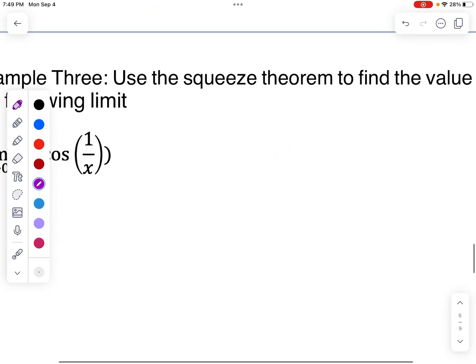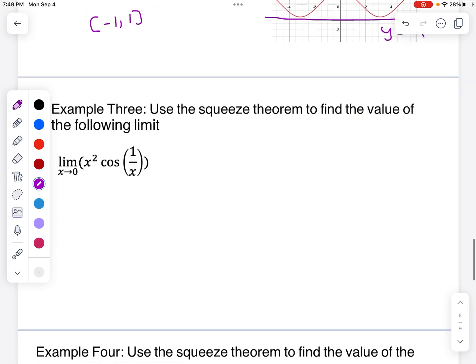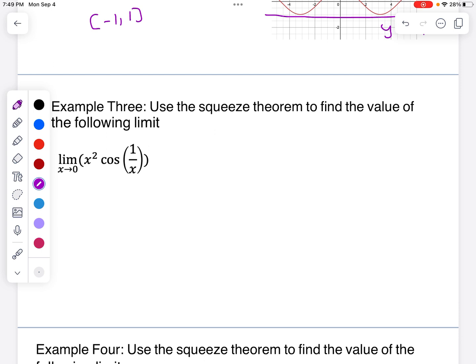Continuing on, it says use the squeeze theorem to find the value of the following limit. Why do I know to use the squeeze theorem here, not anything else? The reason I'm not using trig identities is a big clue right here. If you look through all of the trig functions and all of the identities, none of them have anything like cosine of 1 over x on the inside. There's nothing you could replace that with to help us cross out the x that's causing the problem.